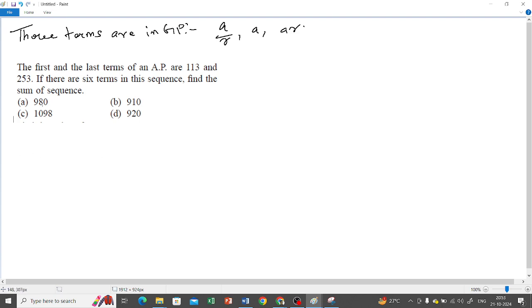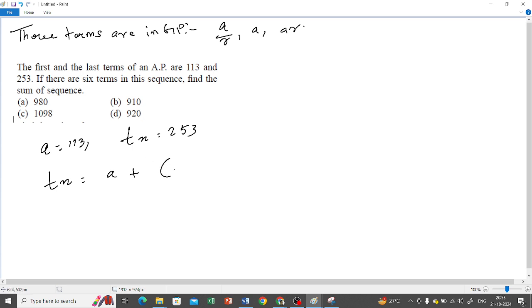Start, because anyways Niladri will be needing it. The first and last terms of an AP are 113 and 253. So A is 113 and the last term, that is Tn, is 253. 1098. Very good, very good.